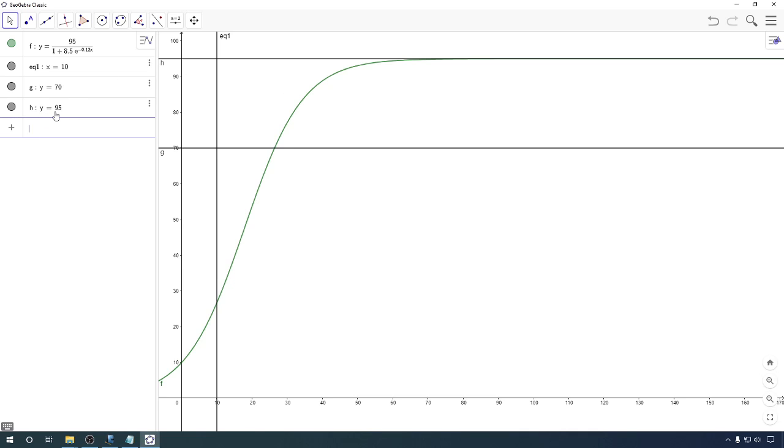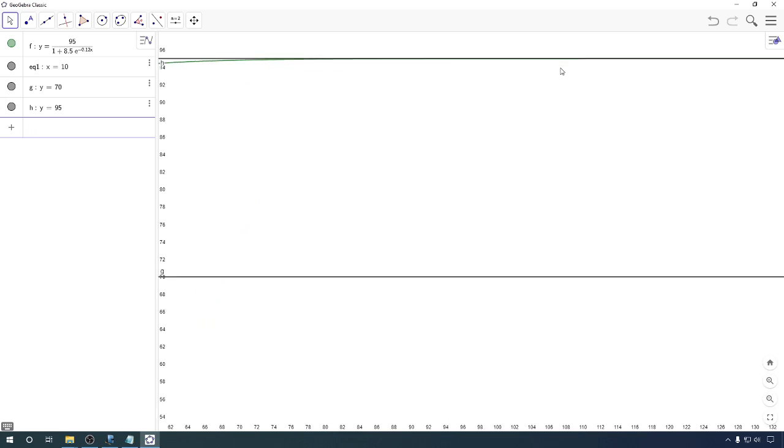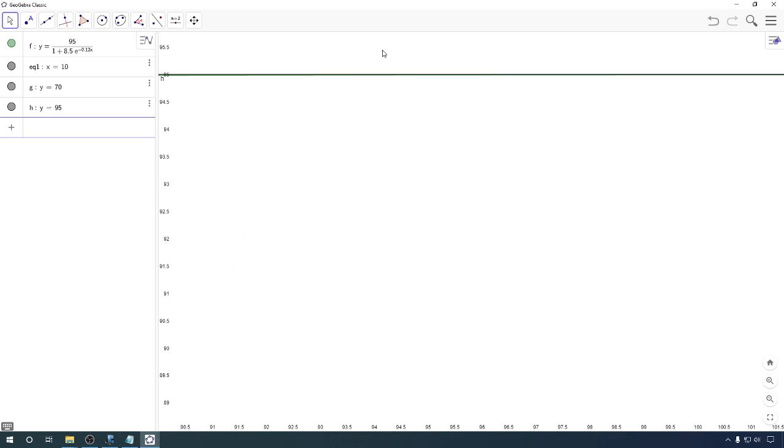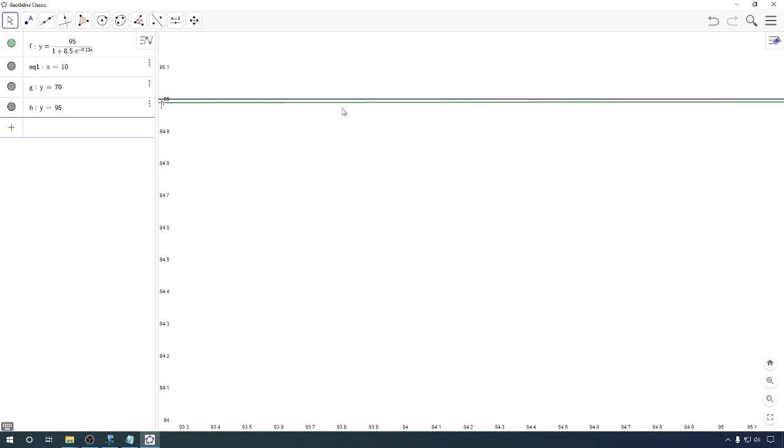So when we put in y equals 95, we're going to be approaching that 95 and actually get pretty close to it. This never actually exceeds that. I mean, if we zoom in, we can tell that it doesn't actually ever equal it. But we do get really, really close. We approach that limiting factor as we go.